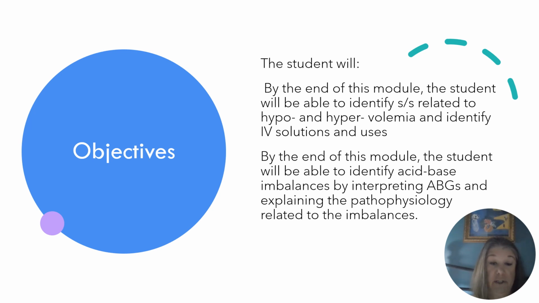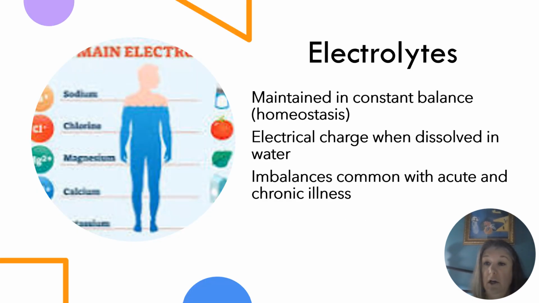Here are our objectives. All right. So fluids and electrolytes exist within the body. They're dynamic in nature, meaning it's moving back and forth. The whole point is to maintain balance or homeostasis, right? So our electrolytes are responsible for chemical reactions that produce energy. Don't forget that electrolytes are electrically charged, right? We have positives and we have negatives, and they have that electrical charge when they are dissolved in water.